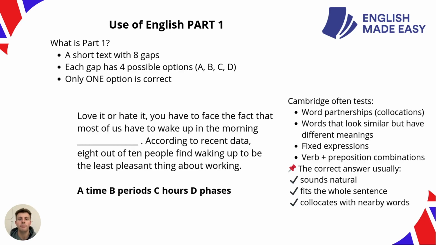Now, if you're in B2, it will be slightly easier. This example was taken from a C1 page. So this is a C1 example, but it's exactly the same in the B2. You have to study the prepositions and collocations, also phrasal verbs. Now you also have 8 gaps, and you have to pick A, B, C, or D.